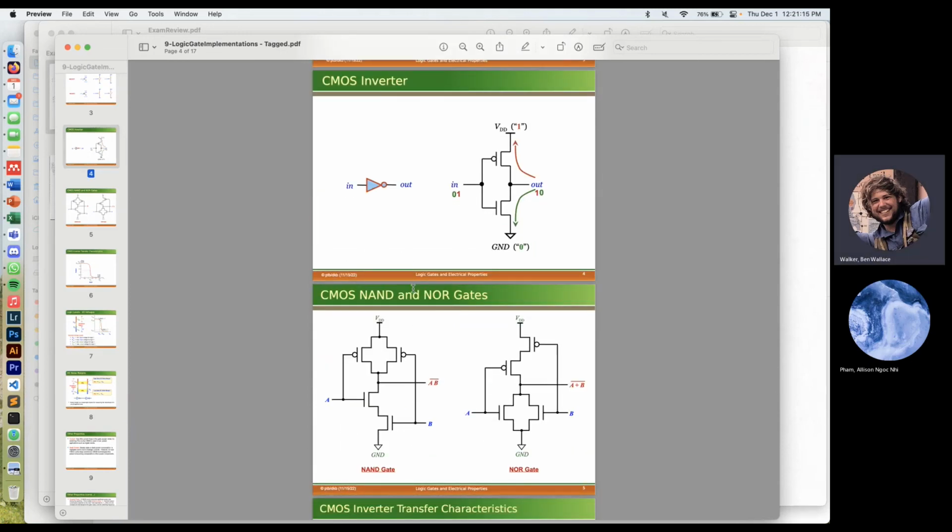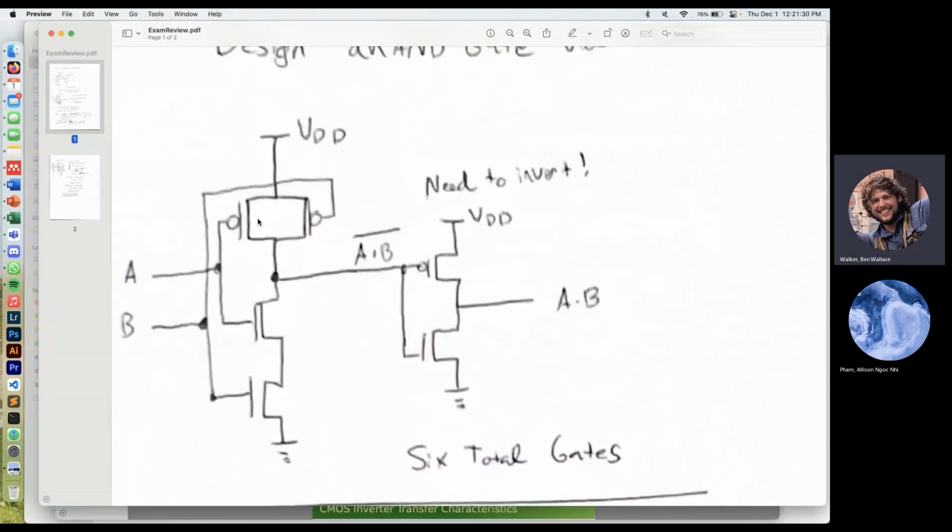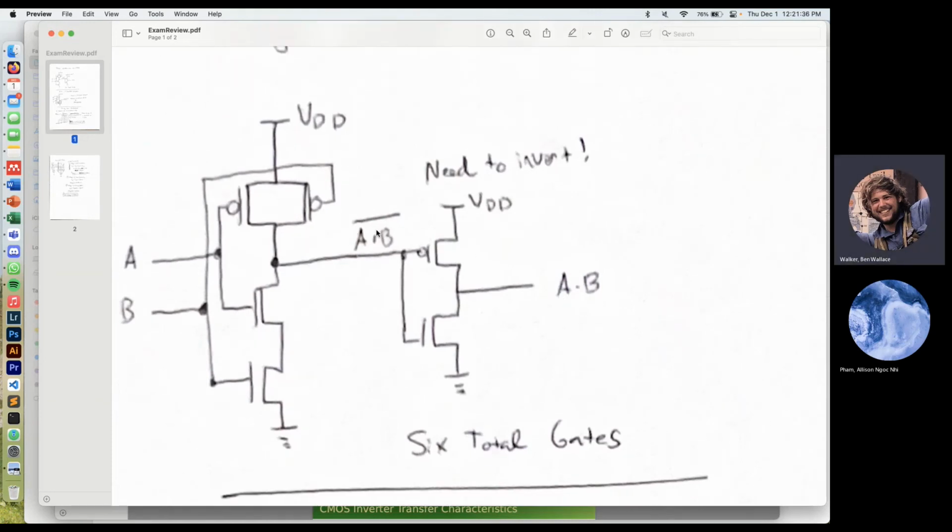There's no direct way to implement AND or OR with just 4 transistors. What we need to do is take the output of the NAND gate and bring it into the inverter. So you can see here, this is the NAND gate, which gives us A times B bar, and we have to invert it. So we bring it to a CMOS inverter, which gives us A times B. So it actually takes 6 transistors to do an AND computation.